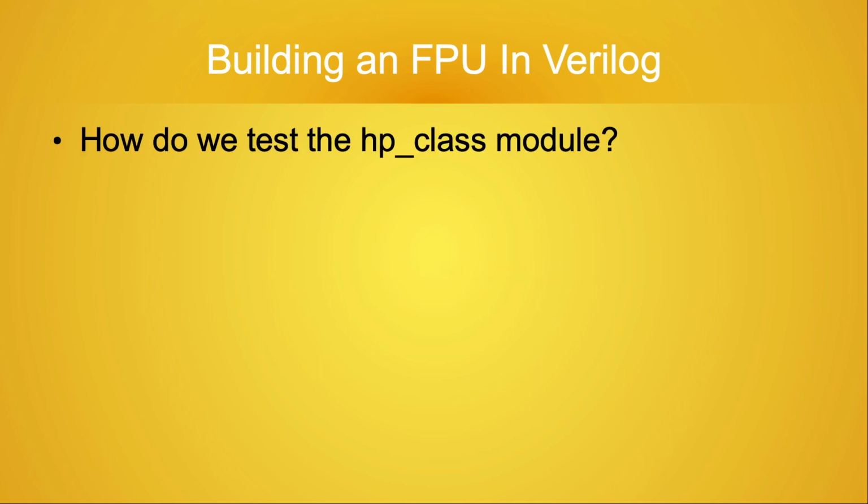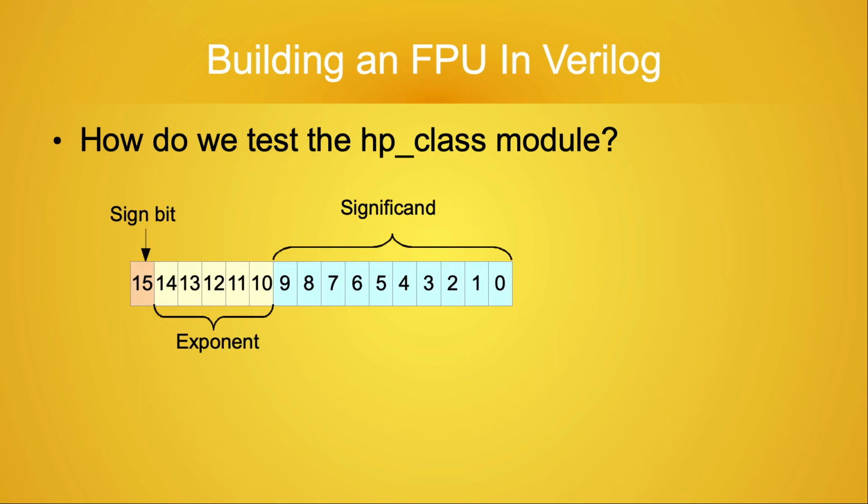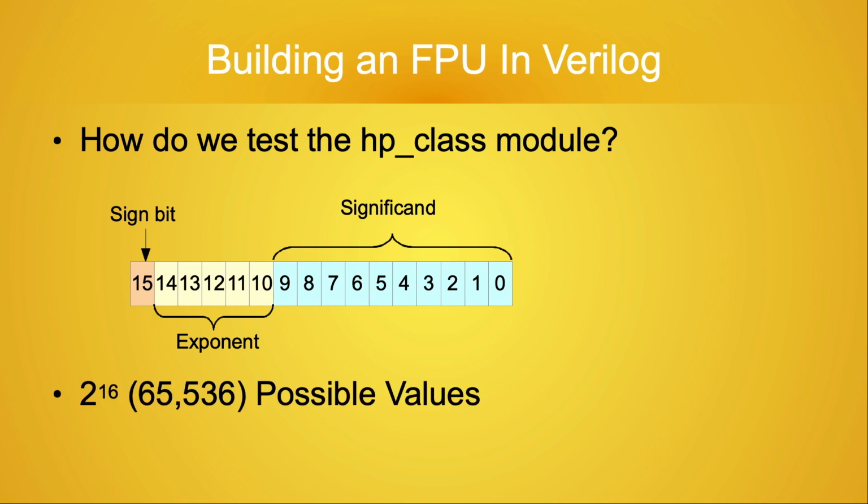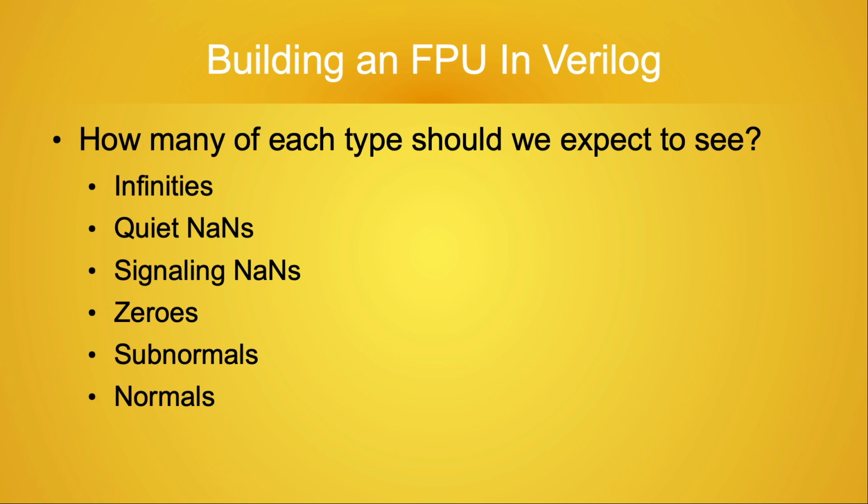In this video, I'm going to start by describing how the module can be tested. If we're going to test the code, what should we be testing for exactly? To start, all the inputs to the module HP class are 16 bits wide. This means that the number of different input values is 2 to the 16th power, or 65,536. One place to start would be to figure out in advance how many of these values fall into each category. For example, of the 65,536 different values which can be stored in a 16-bit IEEE floating point value, how many are subnormal numbers?